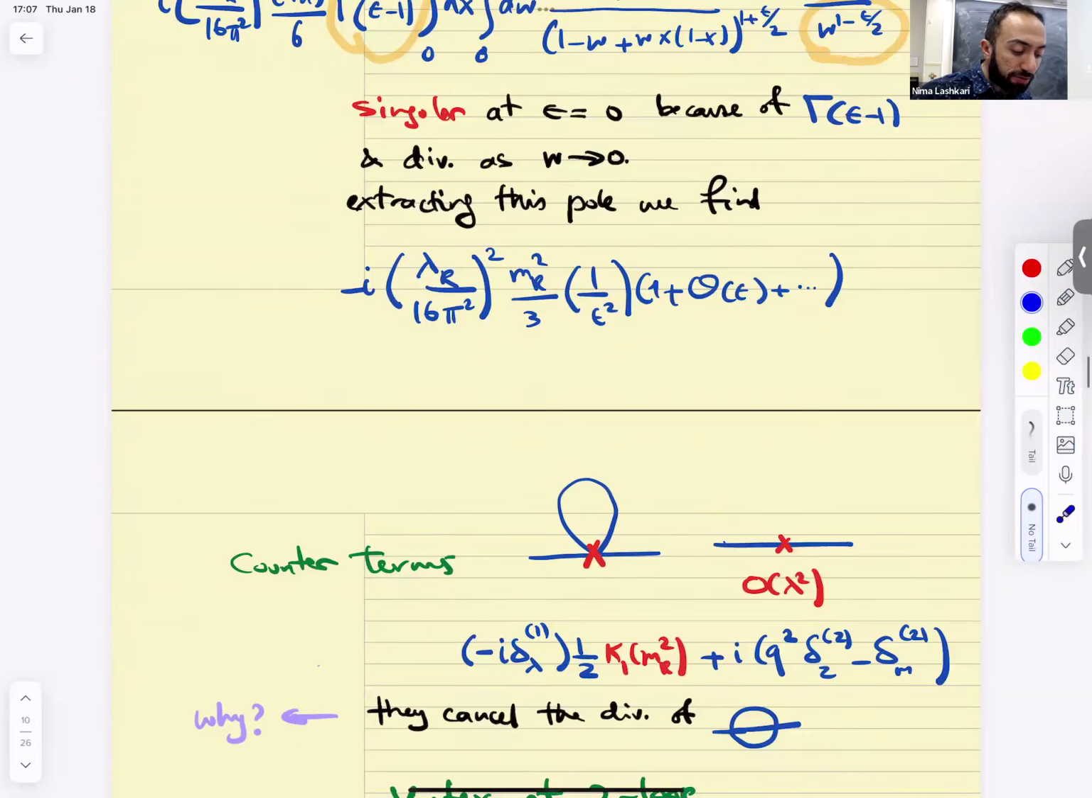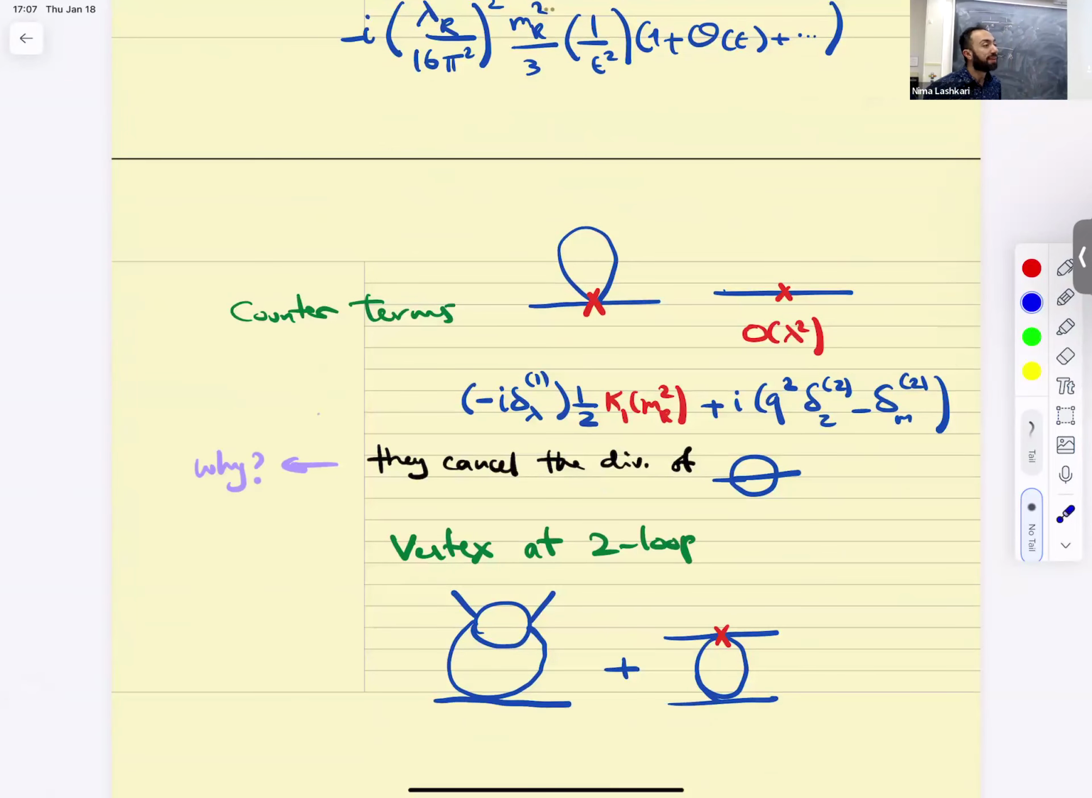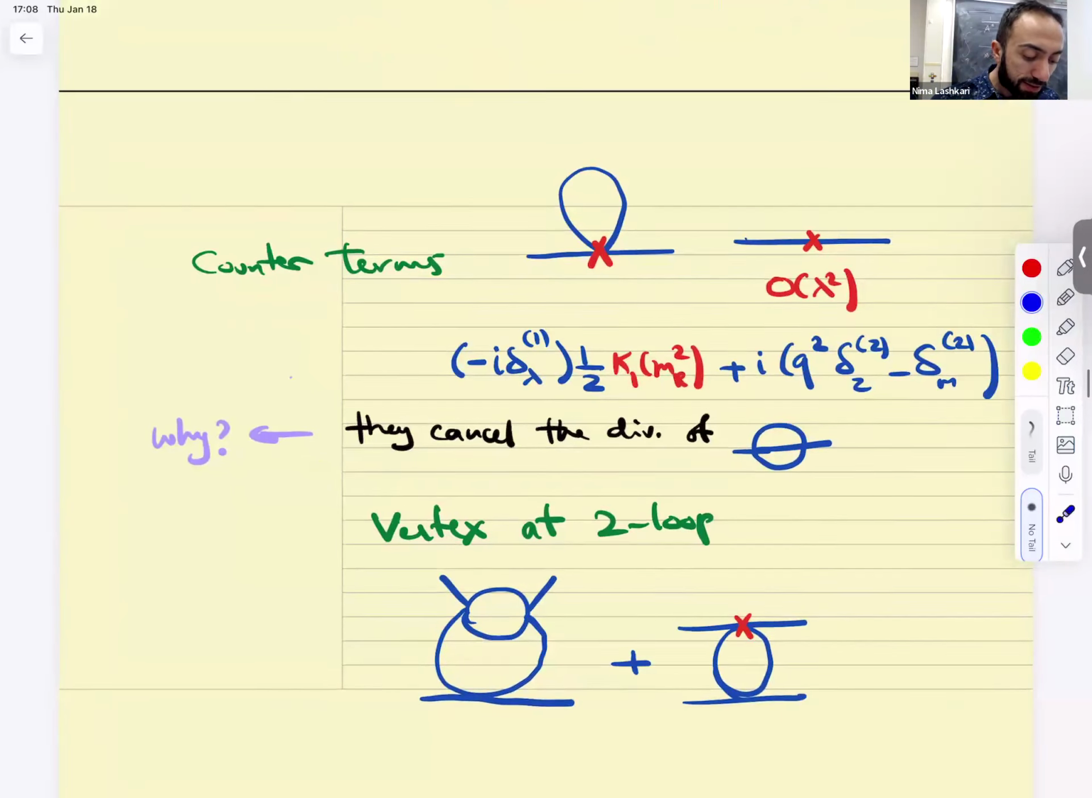Good. So what counter terms do we have to cancel this term? Now is where the thing that you were saying comes in. There is this counter term, and then there is this counter term. This is the two-point function at two loop counter term. I erased it, but this is precisely the term that you were talking about. Good. So these are the counter terms.